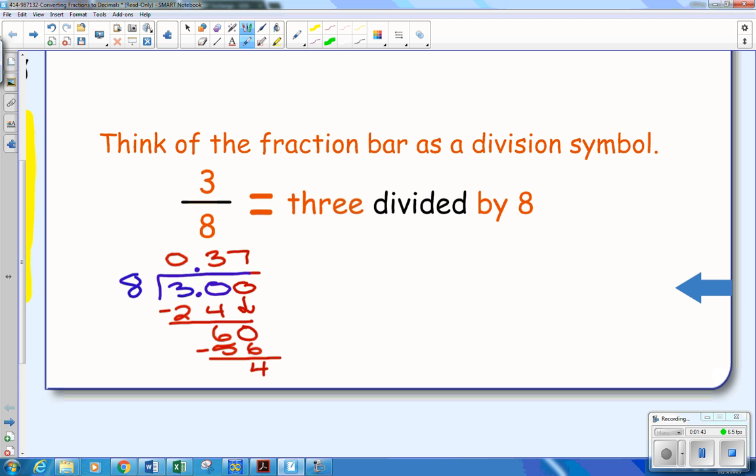So let me extend this out a little bit and add yet another 0. I'll bring this down to be with the 4. And now I can say, well, 8 couldn't go into 4, but can it go into 40? Yes, it can go into 40 because I know 5 times 8 is 40. And now I know when I subtract here, 40 minus 40 is 0. So it does convert to a decimal to be 3.75. That's what 3 over 8 would be.